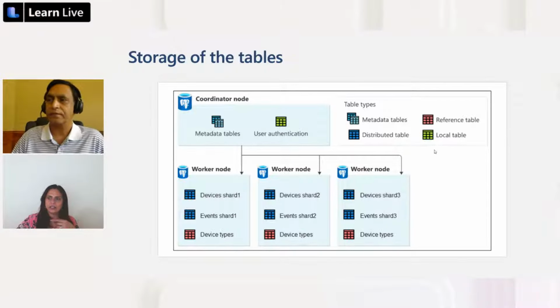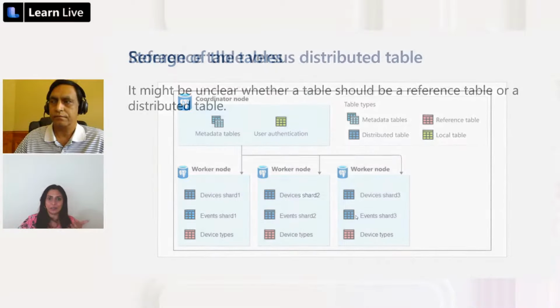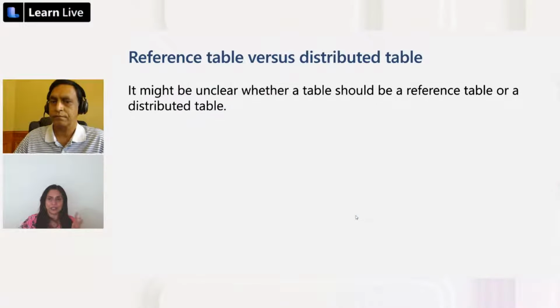Yes, so as you can see, the reference table, device type, is on every worker node. The metadata table is a local table. The user authentication is local, and so it's in the coordinator. And then you have the distributed tables. The two distributed tables are the device and the events, and they are distributed across the worker nodes. So that's how the tables are stored in a Cosmos DB for PostgreSQL cluster.